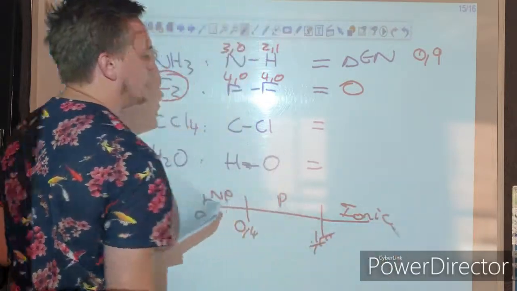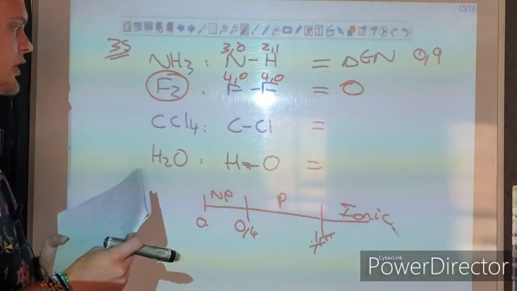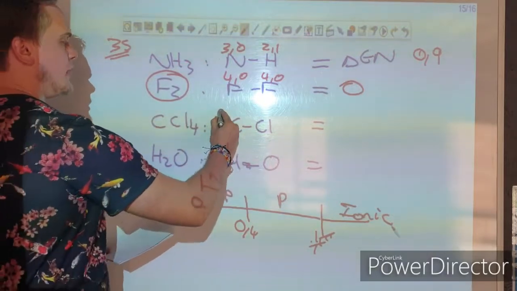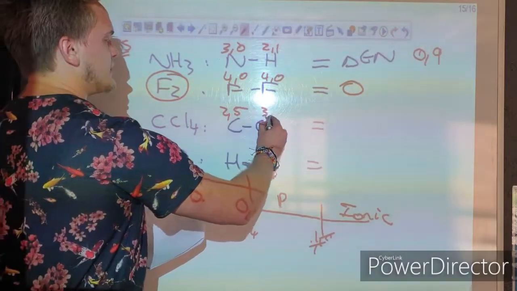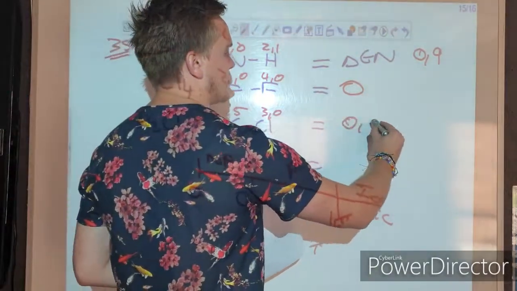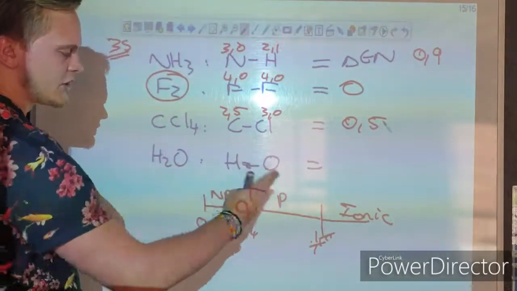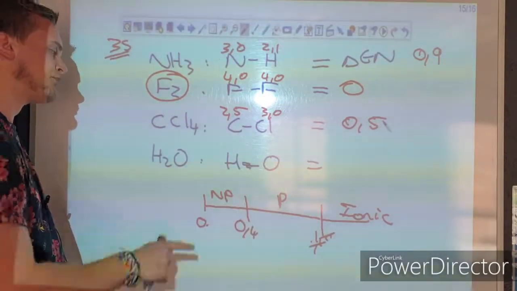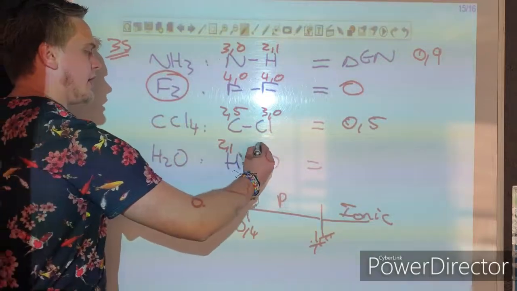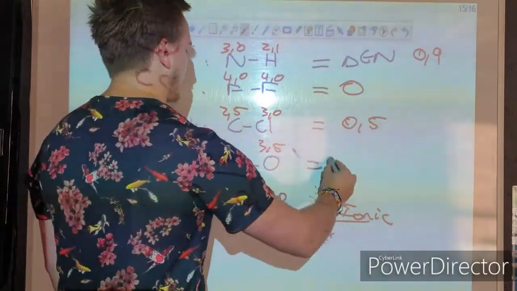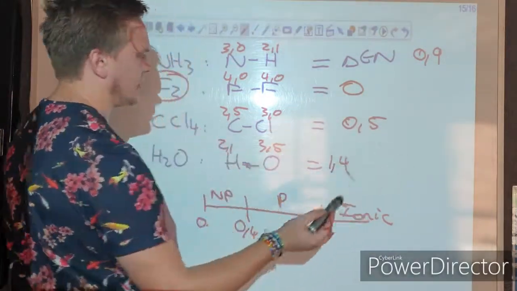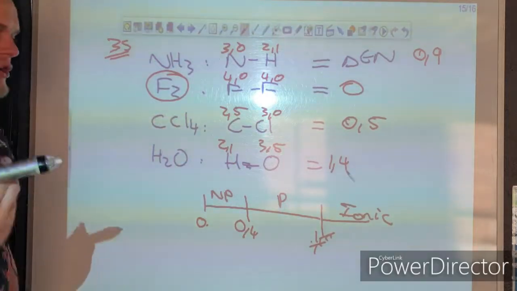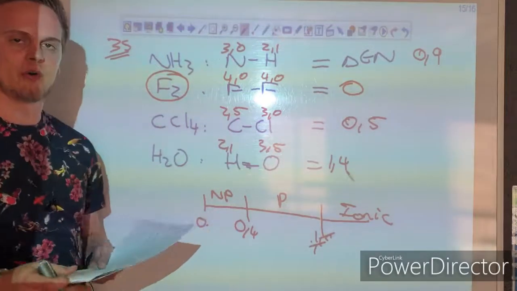Okay, so let's just continue for practice's sake. Carbon is 2.5, chlorine is 3.0, so that's a 0.5 electronegativity difference. So that's a small polar bond. And then 2.1 and 3.5, I think it's 1.4. But the correct answer for a non-polar bond will be fluorine.